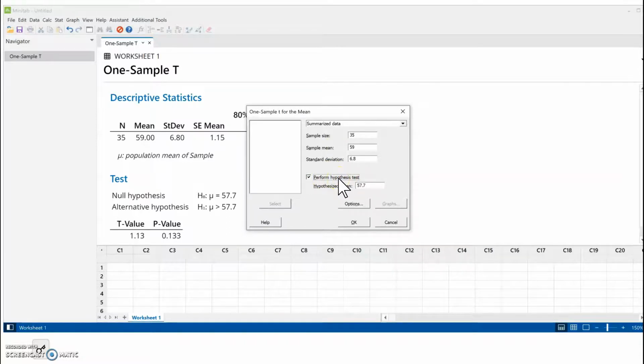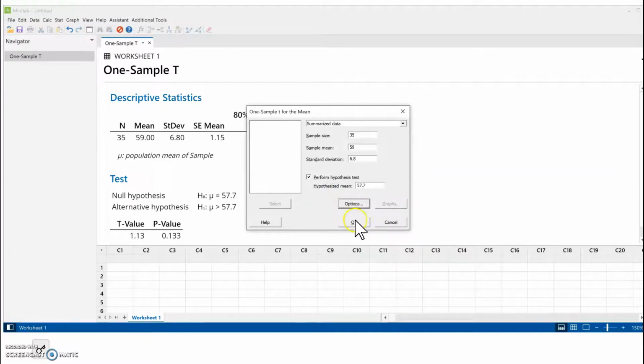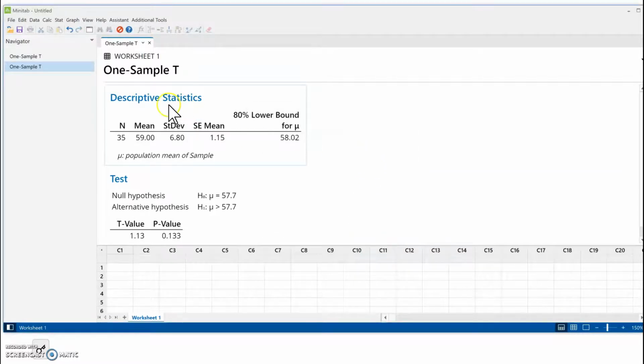But I have to tell Minitab one other thing. I have to tell it which way to do the hypothesis test, the alternative. So I have to go to Options. It turns out that this confidence level, which I think at default is 95, you could use that. Basically, it's not going to impact my answer at all. But what does impact my answer is this alternative hypothesis. So then I have to change that to the right one. And I want the one that's greater than, because that was what was listed in the question. And then I click OK. And I click OK. And I get my answer.